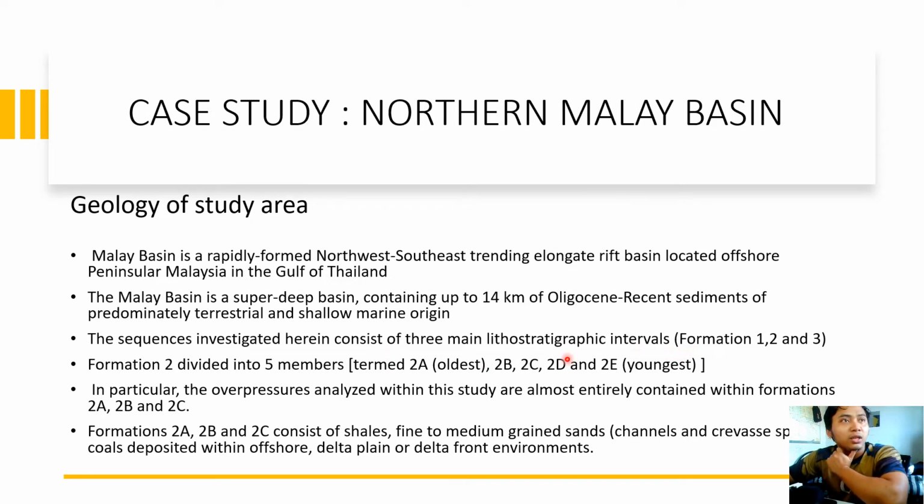Formation 2 is divided into 5 members. They are called 2A, which is the oldest, 2B, 2C, 2D, and 2E, the youngest. The overpressure analyzed in the study is almost entirely in formations 2A, 2B, and 2C. Formations 2A, 2B, and 2C consist of shale, fine to medium grain sand, channel and crevasse clay, and coal deposited within an offshore delta plain or delta front environment.